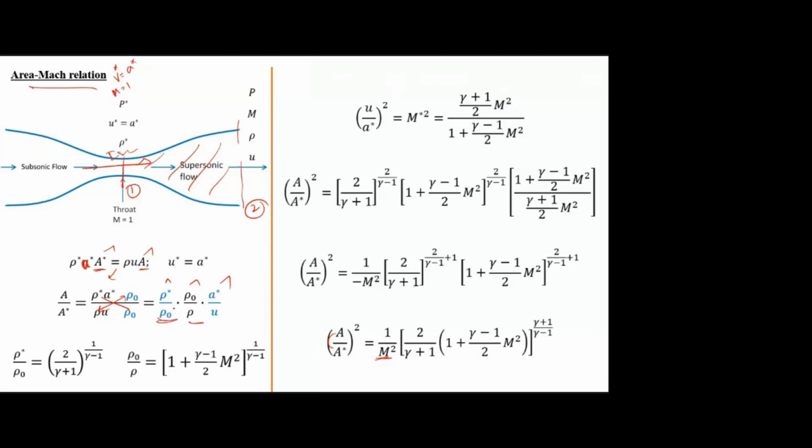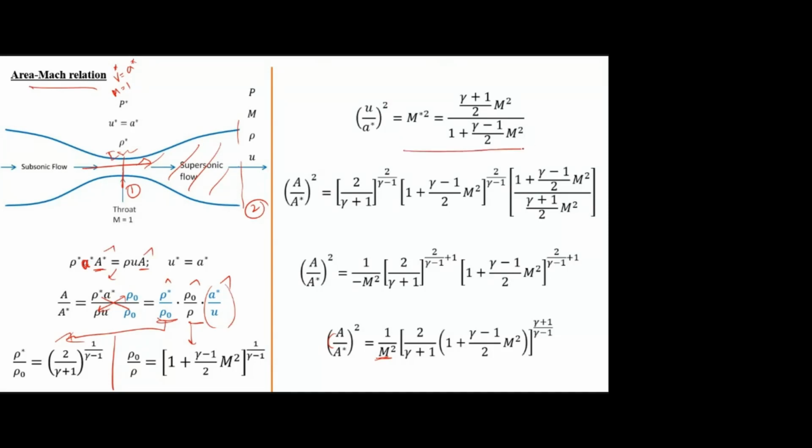We know these relations, rho star by rho naught, rho naught by rho, everything already derived in the isentropic relations. So rho star by rho naught is (2 divided by gamma plus 1) power 1 divided by gamma minus 1. Then rho naught by rho is (1 plus gamma minus 1 by 2 M square) power 1 divided by gamma minus 1. These two we are taking straight away from the isentropic relation. At last we have A star by A.